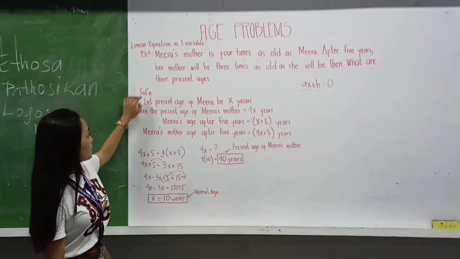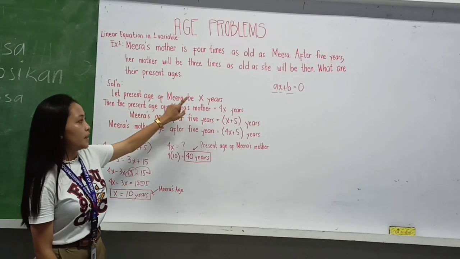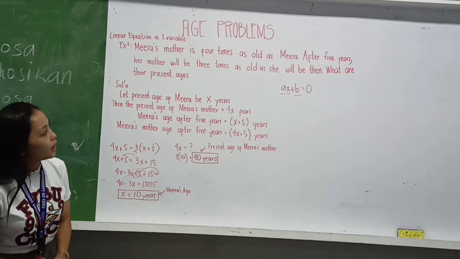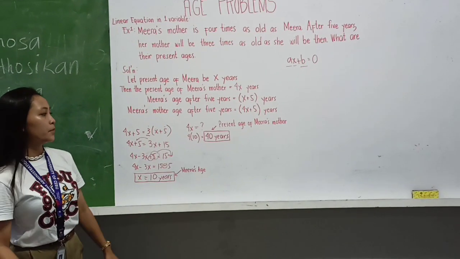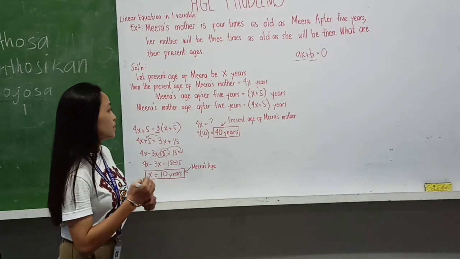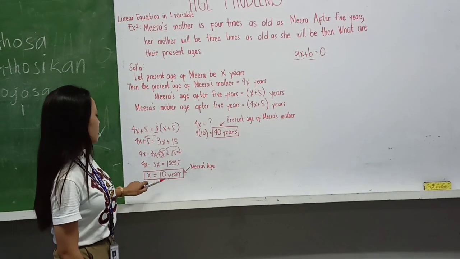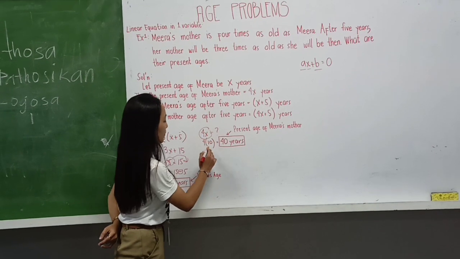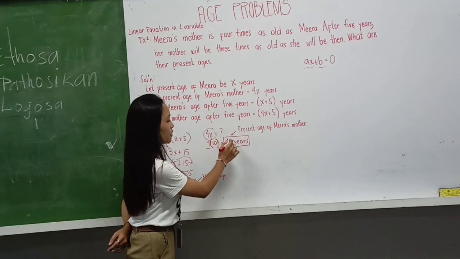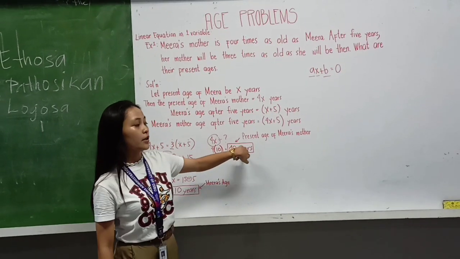Here, we let the present age of Mira be x years, so the x here is the present age of Mira. So how do we get the present age of Mira's mother? Since the present age of Mira's mother is 4x, we substitute the value of x, which is 10. 4 times 10 equals 40 years. So this is the age of Mira's mother in the present.